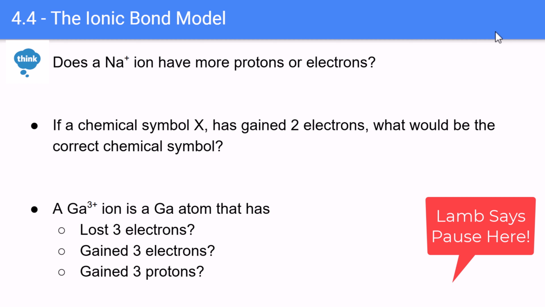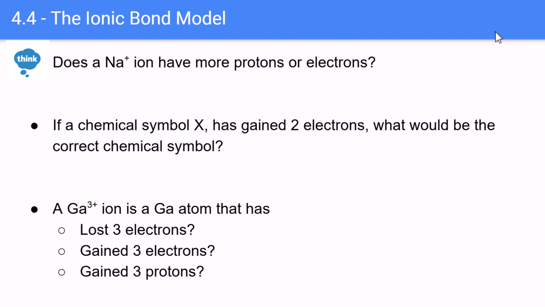Take a moment, and we'll come back and finish up this discussion. So I want to know whether a sodium plus ion has more protons or electrons. Well, notice it does carry a positive charge, so that tells me that it's going to have more protons than electrons. Protons carry a positive charge, electrons carry a negative. A Na plus ion indicates that it has lost an electron, so the sodium ion will have 11 protons and 10 electrons.